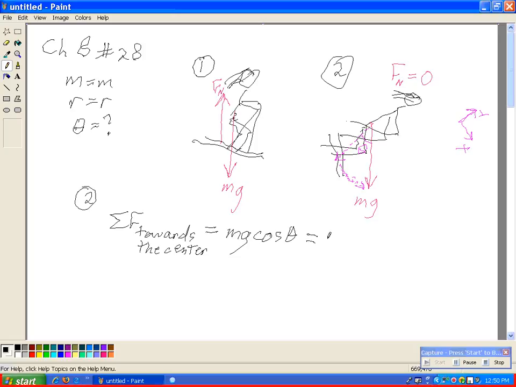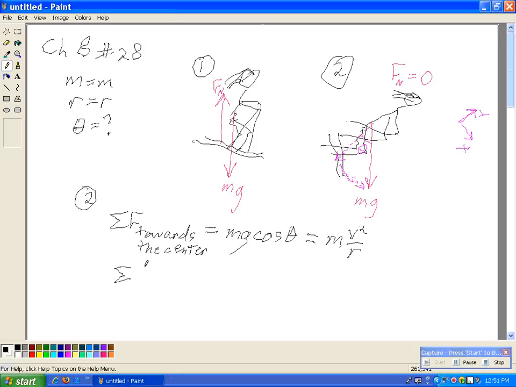So it equals, not ma. Well, you can do ma towards the center, but the acceleration to the center has the formula v squared over r, the radius. So that's how you do that. You replace a with v squared over r whenever it's circular or moving in a circular motion. It's not ma, it's mv squared over r. Okay.